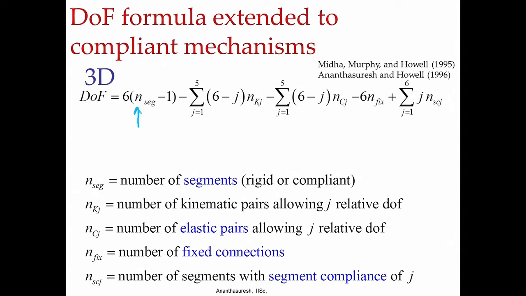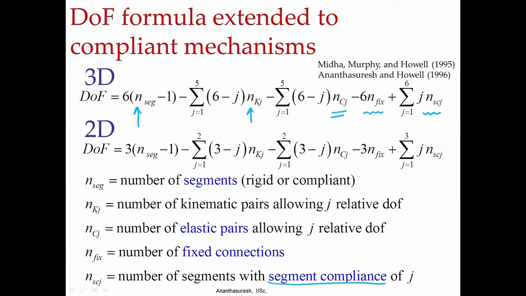First of all, this number of segments instead of just number of bodies, and the inclusion of elastic pairs. While this corresponds to kinematic pairs, this corresponds to elastic pairs. Then we have these fixed connections, which are needed whenever an elastic segment is connected with another elastic segment, or an elastic segment is connected to a rigid segment. And then we had this concept of segment compliance, which we had dealt with in the last lecture. At this point you all are familiar with how to use this formula.